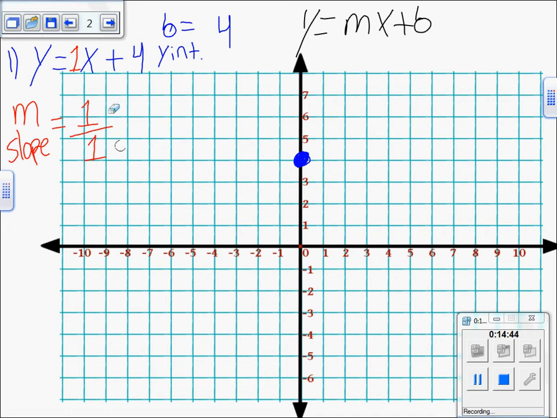So it's a fraction, but it's still 2. So our slope is 1 over 1. Let's review what that means. The top number, because it's positive, means go up 1.